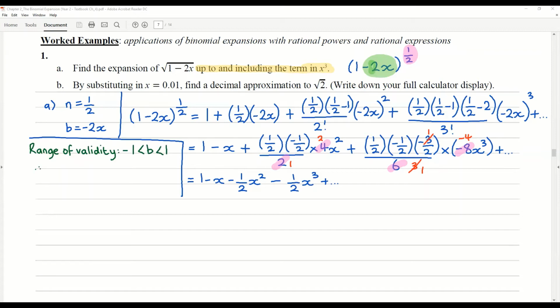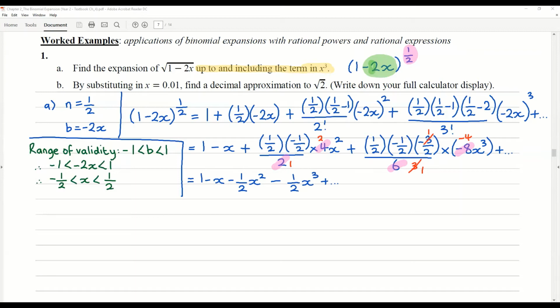So therefore, my b value is, of course, -2x. If I divide everything by -2, then obviously the inequalities will swap round. I've skipped a step there, but we've done this a few times now. This is valid only between x equals -1/2 and 1/2. So I'm just going to write down a sentence, and I just want you to acknowledge this, because this is an important point.